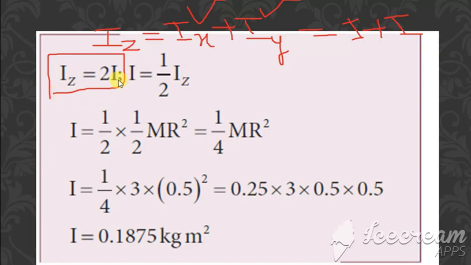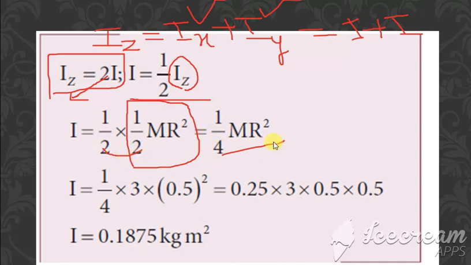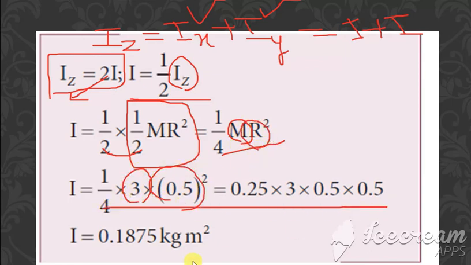When we need the value of I alone, bring this 2 here, so we get 1 by 2 into IZ. What is the formula for IZ? Half m r square. So 1 by 2 into 1 by 2 is 1 by 4 m r square. Now substitute the values. m is equal to 3, r is equal to 0.5, and when you multiply all this, we get the value of I. Clear?